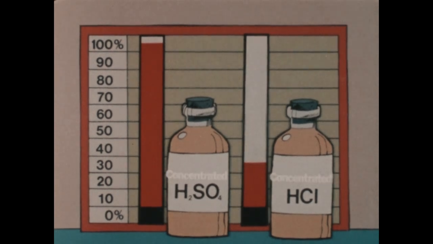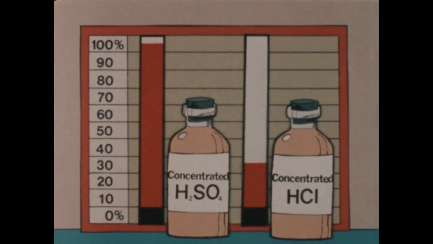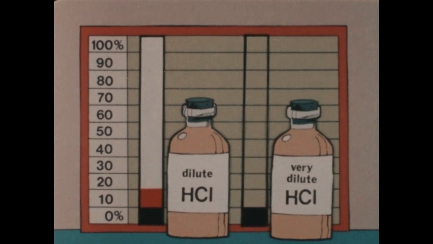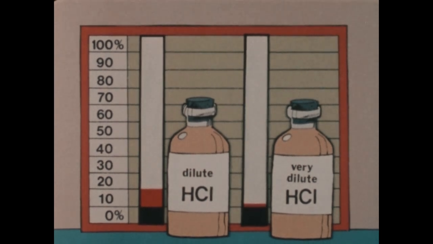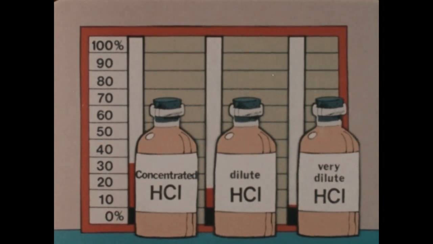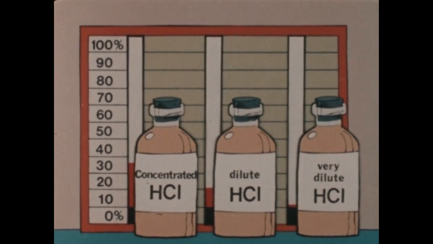The term concentrated simply means that there is a relatively large amount of acid. All dilute means, generally, is that there is less solute than in a concentrated solution. A very dilute solution is almost pure solvent with just a very small amount of solute. A way of talking about the concentration of a solution more precisely is to use the concept of molarity.